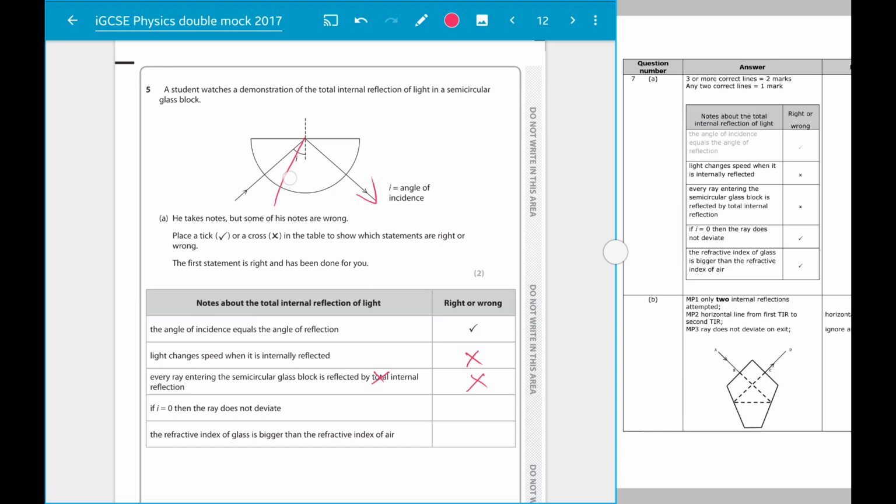If I equals 0, the ray does not deviate. So if I becomes 0, then your light is going to go directly on at right angles to the surface. Your incident angle is 0, it will go straight out again the other end without any deviation. So yeah, that's true. If the refractive index of glass is bigger than the refractive index of air, yes it is. The refractive index N of glass is around about 1.5 and air it's about 1.0.